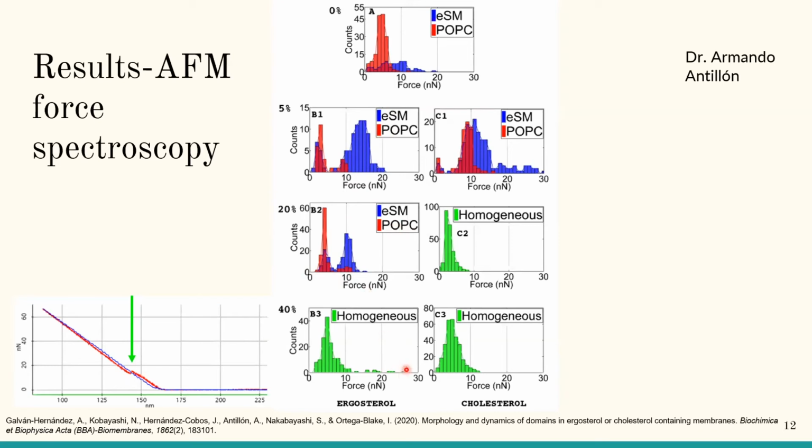One interesting thing to note is that even for 40% sterol, for ergosterol, there are still a few events that are stiffer than the liquid region. We confirmed this with topographic images, and it suggests that there are still small nanodomains that we couldn't see with the resolution we were imaging, but we were able to detect with the breakthrough force. So even at 40 mole percent ergosterol, there are still a few domains left in the bilayer.